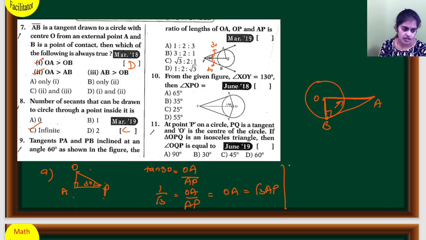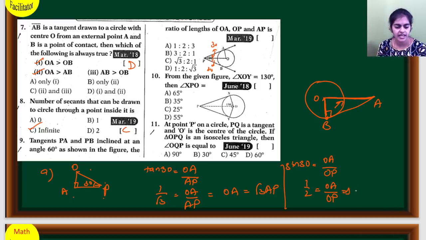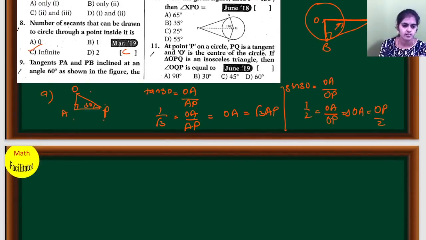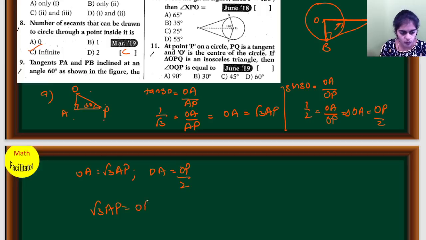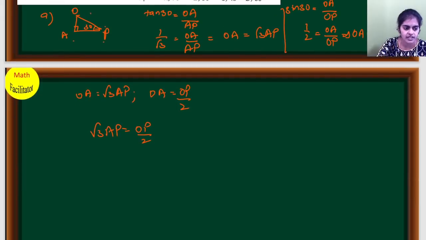And also if I take sin 30 equal to OA by OP, the hypotenuse, so 1 by 2 equals OA by OP. So from here I can write OA is equal to OP by 2. So OA is AP by root 3 and OA is OP by 2. So if I want to take the ratio of all these three sides, I'll have to equate all of them to a single term, a single number.